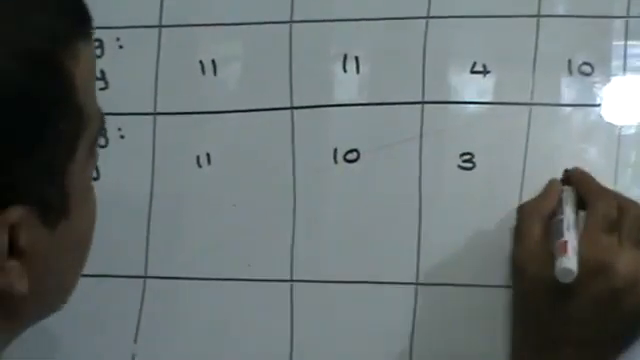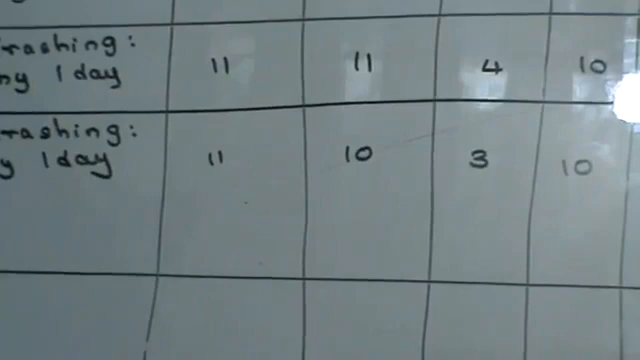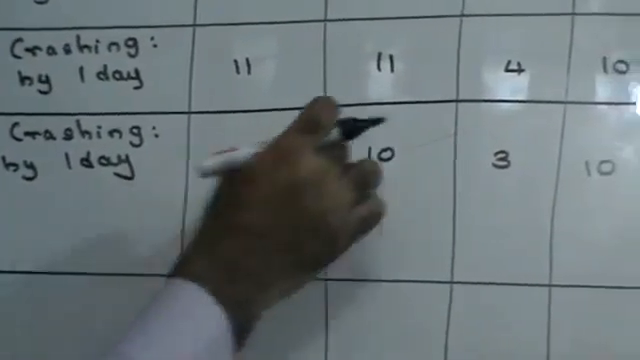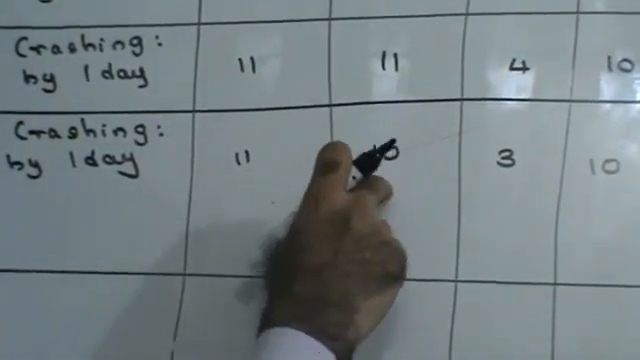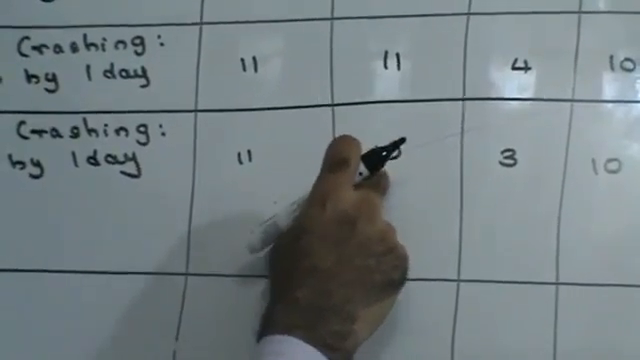If I crash F, this will remain as 11 days. This will become 10 days. This will become 3 days and this will remain as 10 days. Now, my critical path is the path which should require maximum duration. By crashing F, my critical path is not taking maximum duration, right? As a result, I'll have to crash one of the activities which has more number of days than my critical path.